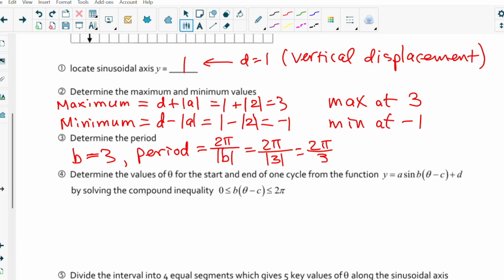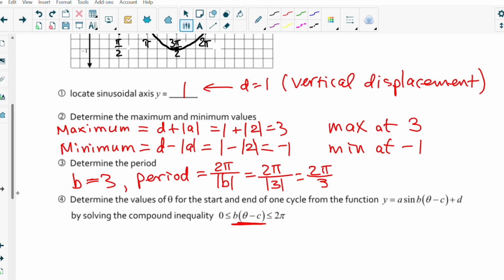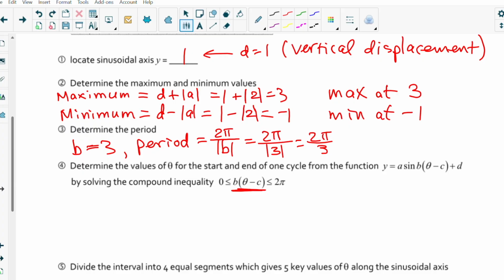Okay, here's something new. Determine the values of theta for the start and end of one cycle from the function y equals a sine of b theta minus c plus d by solving the compound inequality. So if I have my function y equals 2 sine of 3 times theta minus pi over 6 plus 1.